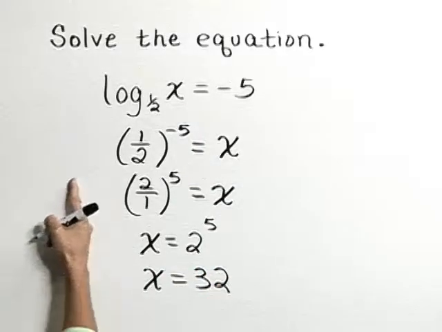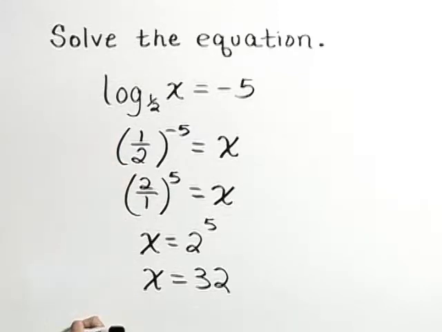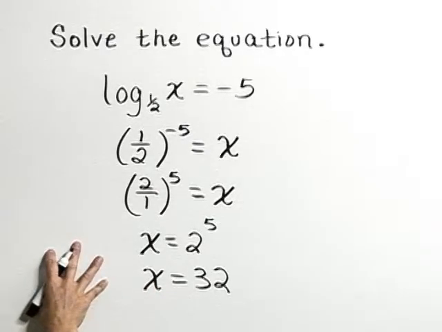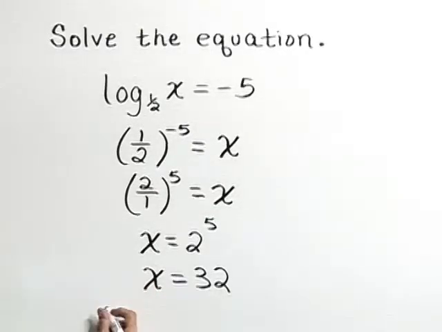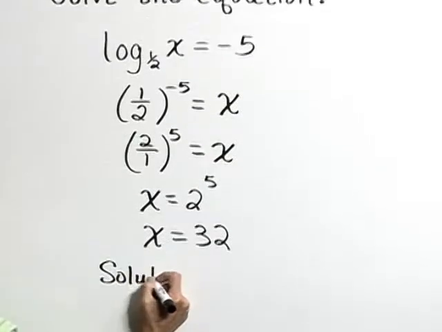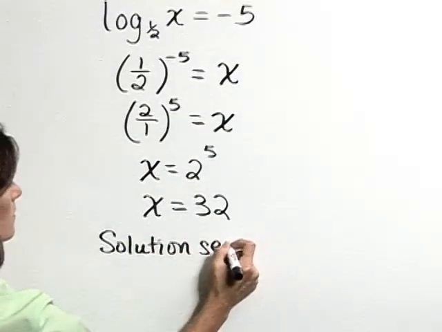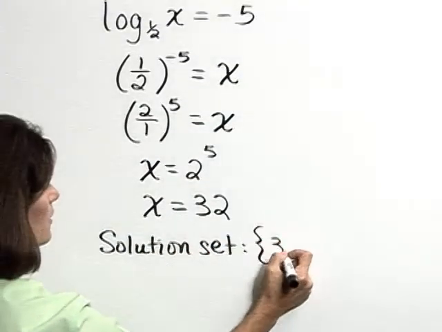It's always wise to check that in your initial equation. 32 is a positive number, so it satisfies all of our requirements for logarithms. A check does verify that the solution set is 32.